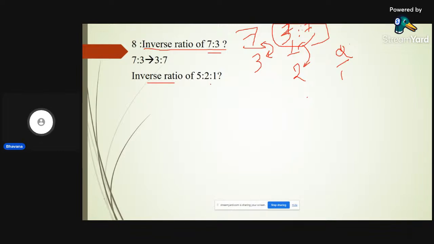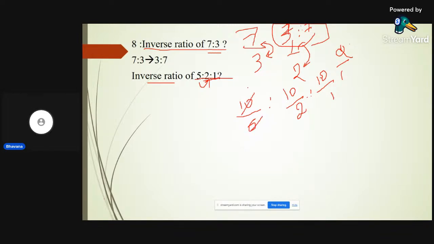For a 3-term ratio, how do we find the value? There is one trick: we take the LCM of these values. What is the LCM of 5, 2 and 1? That is 5 into 2 into 1, so that is 10, right? So 10 divided by 5, 10 divided by 2, then 10 divided by 1.